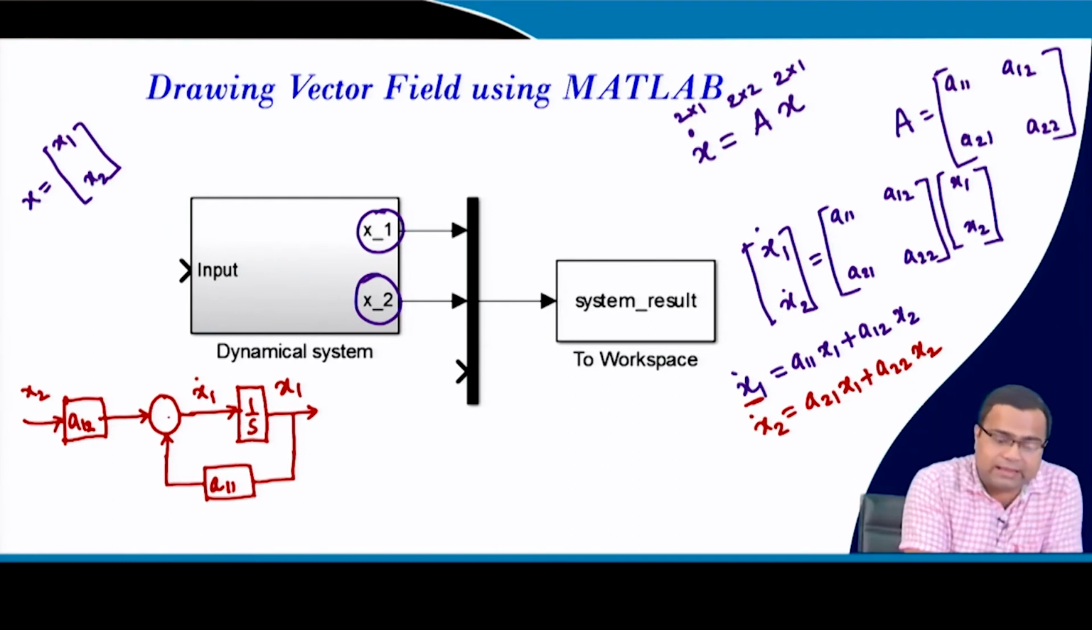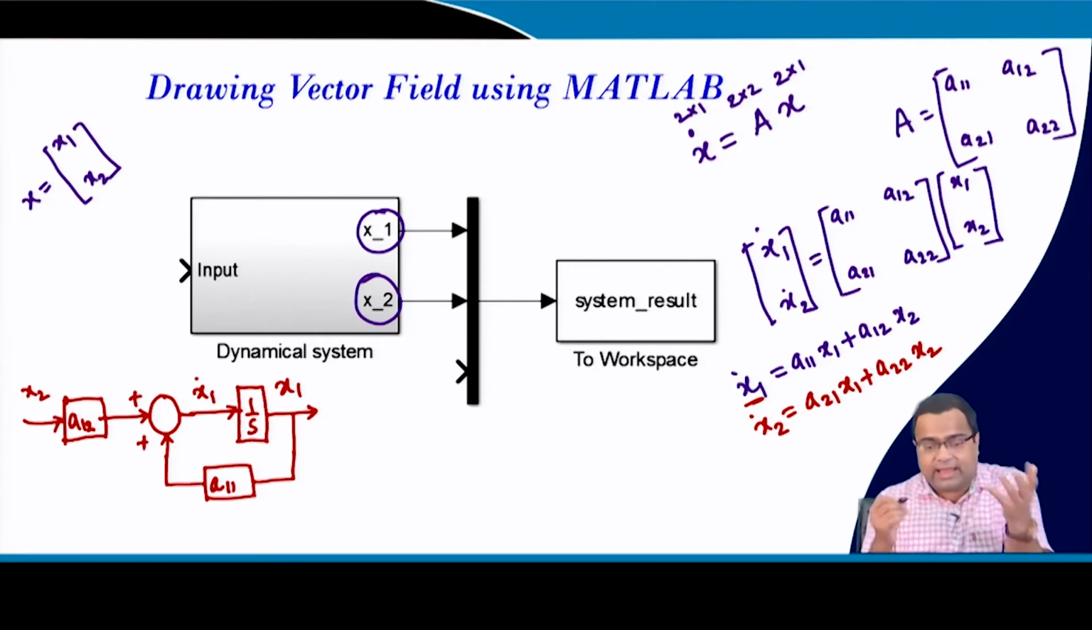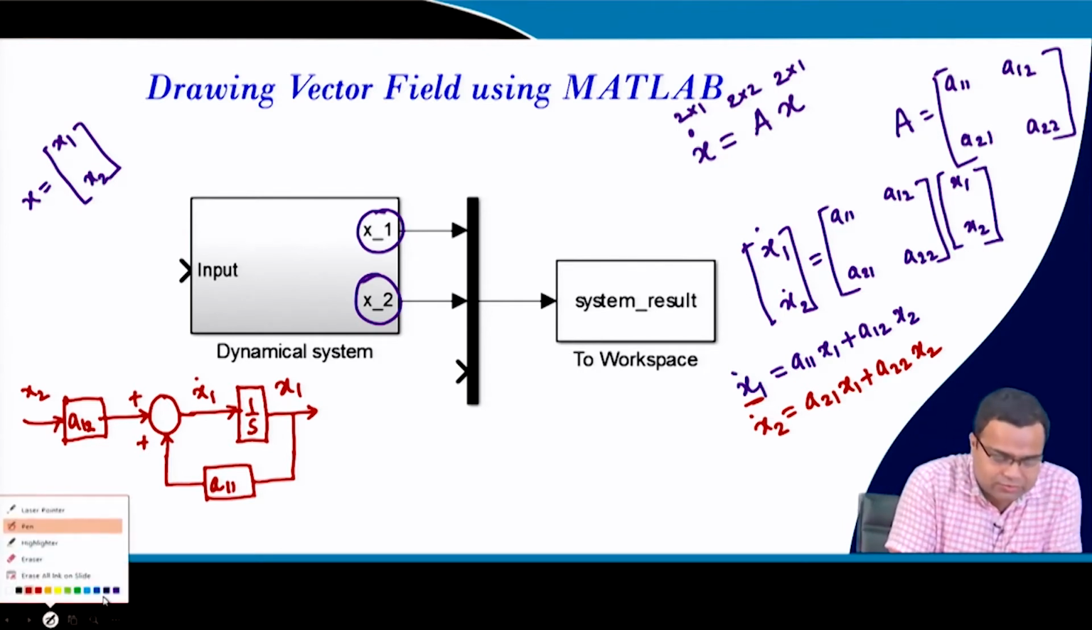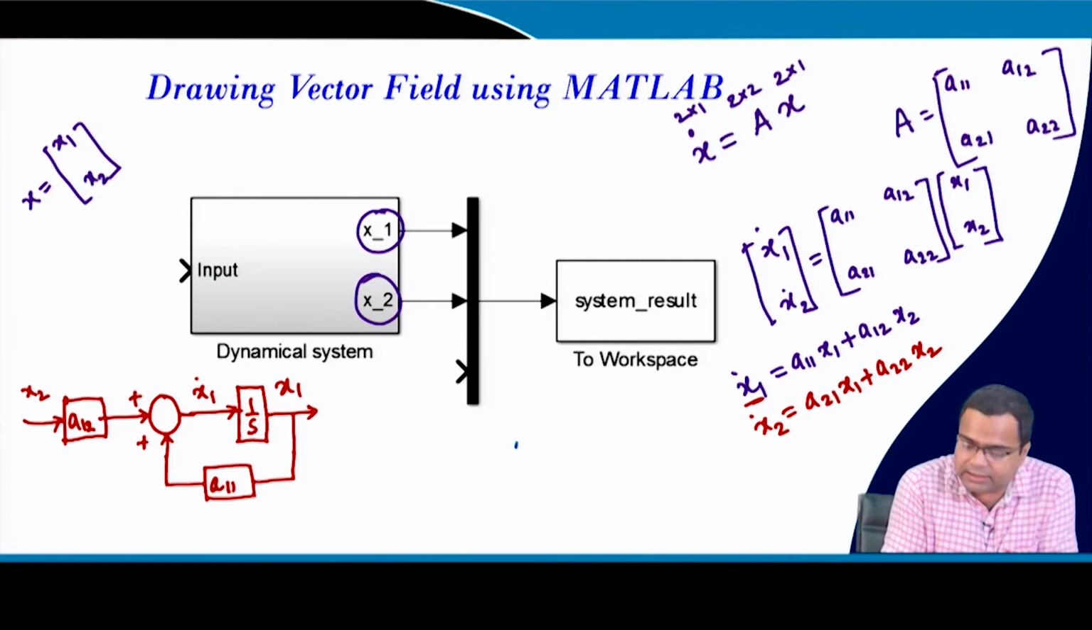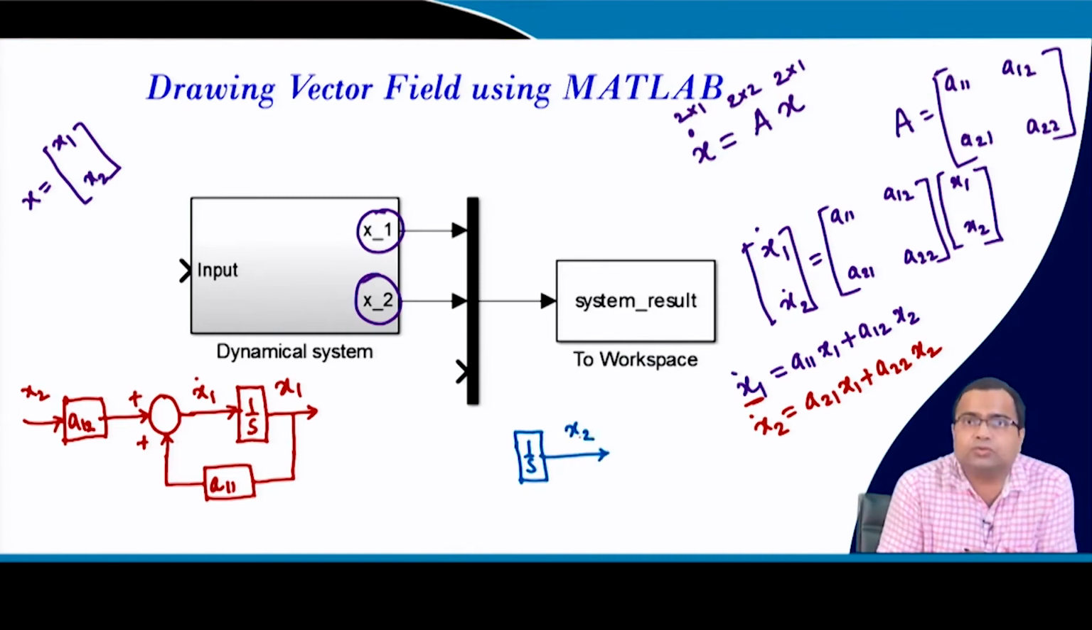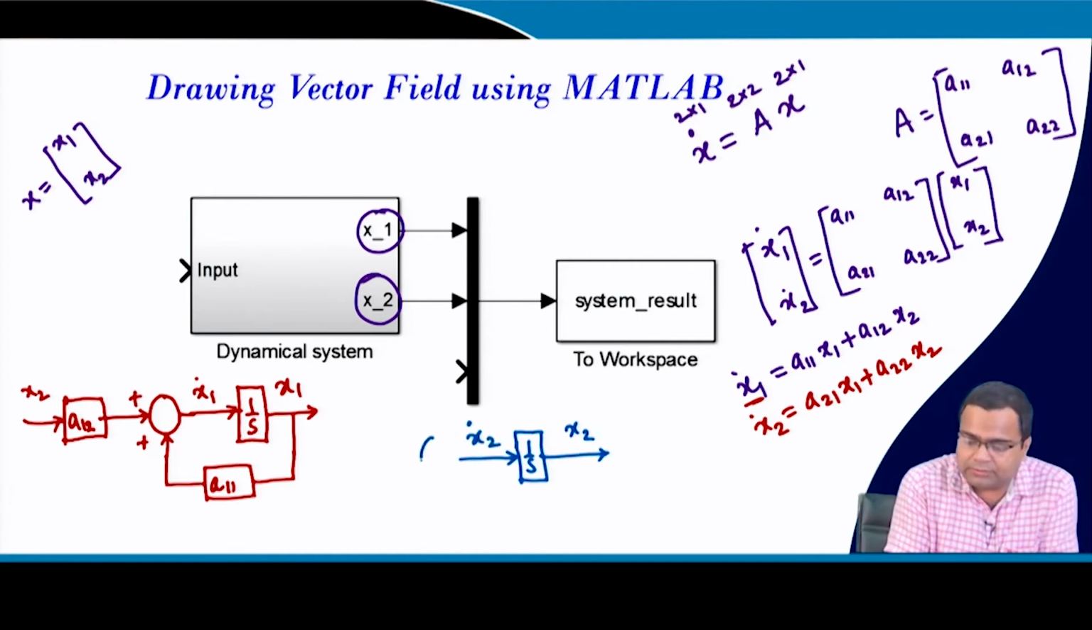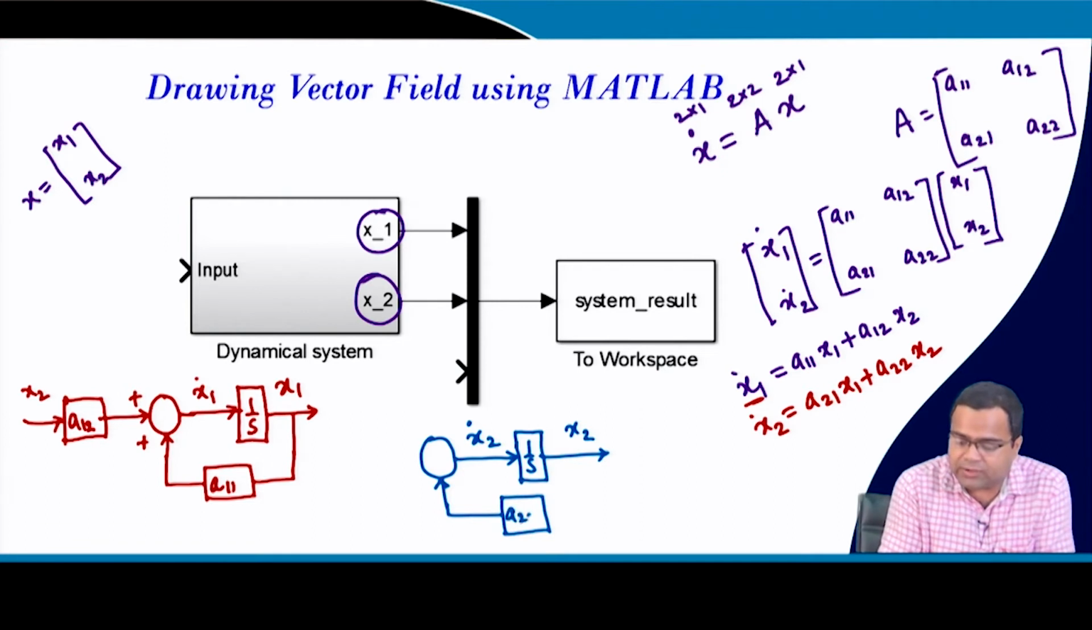From where we are getting this x2? Again we will create another one. So, let us draw it here. That means we will take another integrator and this is my x2, and this side will have x2 dot, again this side will have its own self coefficient which is A22, okay.